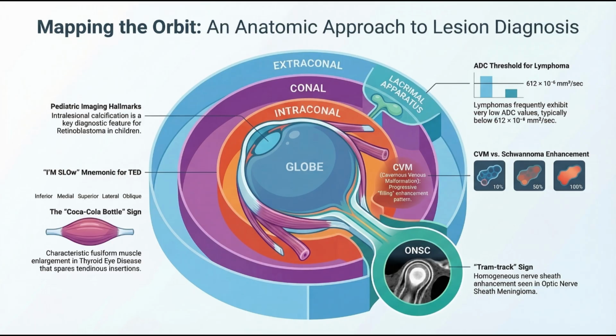So how does that look different on the scan? On an MRI, an ION stroke looks completely different from inflammation. Because the tissue is actually being starved of oxygen and it's starting to die, the water molecules inside the cells get trapped. Trapped water. Yeah. On a specialized MRI scan, this trapping of water shows up as something called restricted diffusion.